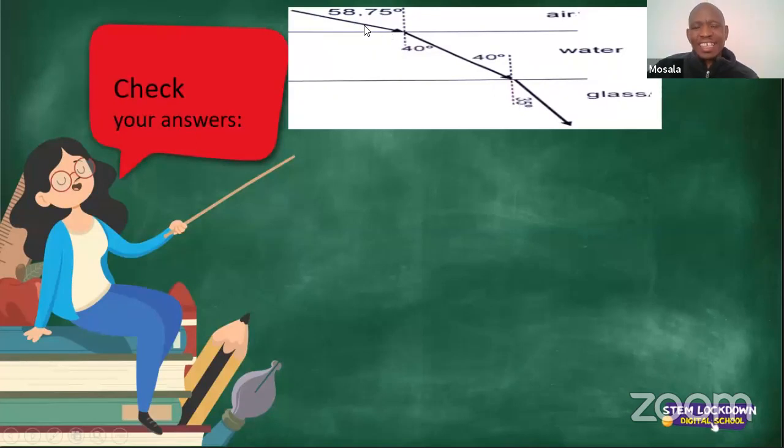So remember that as light is traveling into a more optically denser medium, the refracted ray will tend to bend towards the normal. You can see that this angle of incident was 58.75, but here the angle of refraction is now 40. So this angle now becomes the angle of incident as light is moving from water to glass. It was 40, and its angle of refraction is now 35, meaning that the light is moving towards the normal as it is moving towards a more optically denser medium.